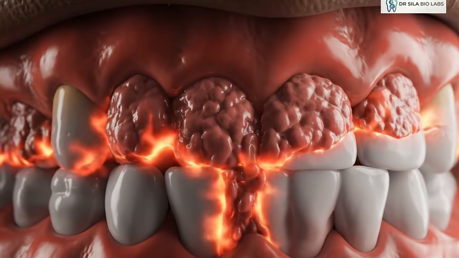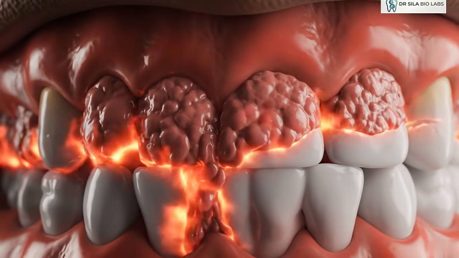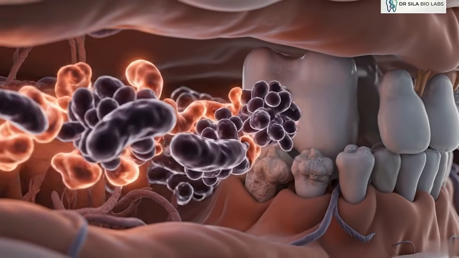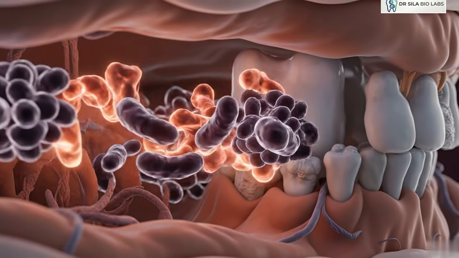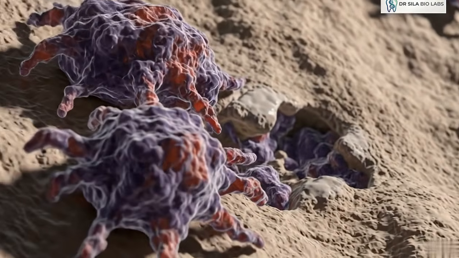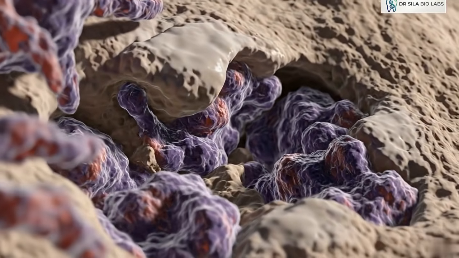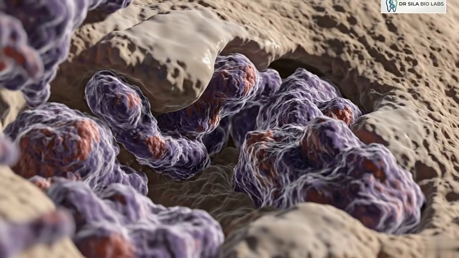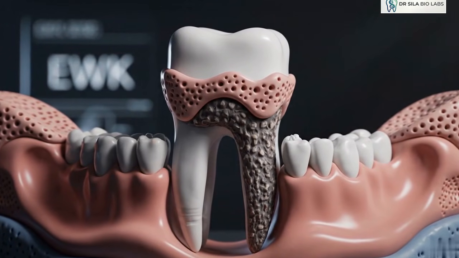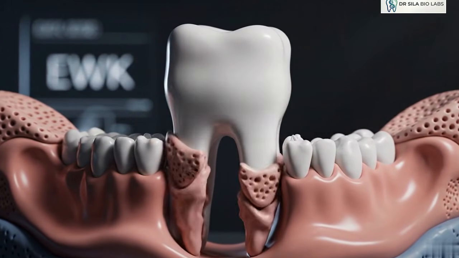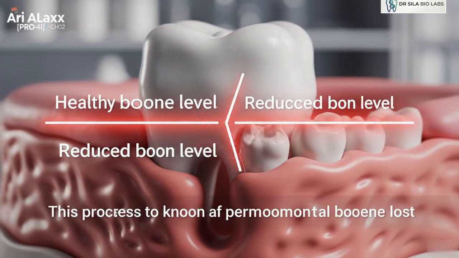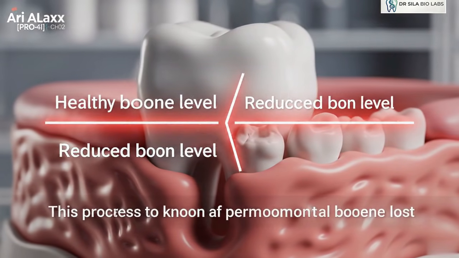But when periodontitis develops, inflammation extends beyond the gums. The infection and the body's immune response begin affecting the supporting bone. Specialized cells start removing bone in an attempt to respond to the ongoing inflammation. Over time, the bone level slowly begins to decrease. This process is known as periodontal bone loss.